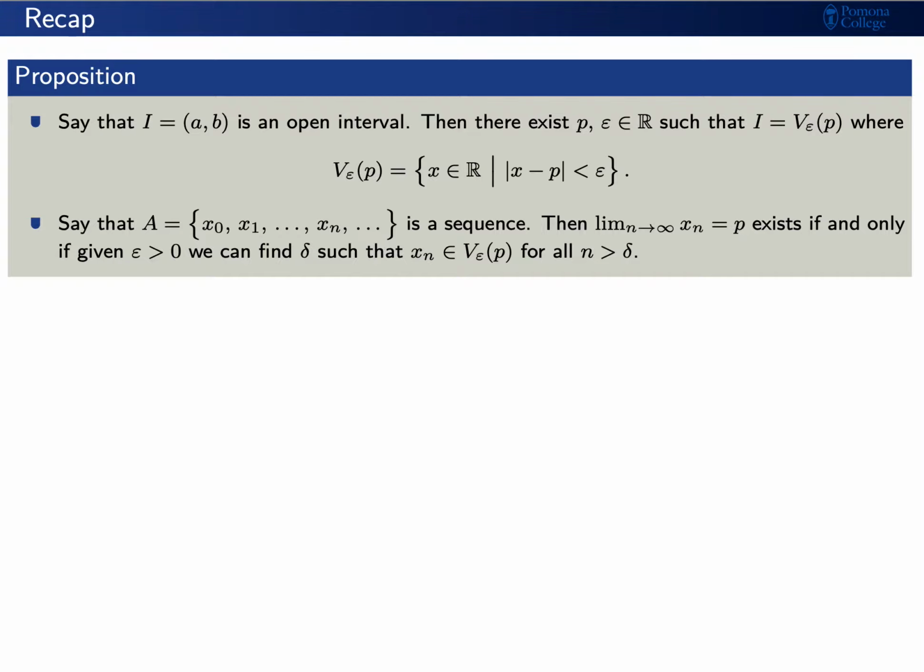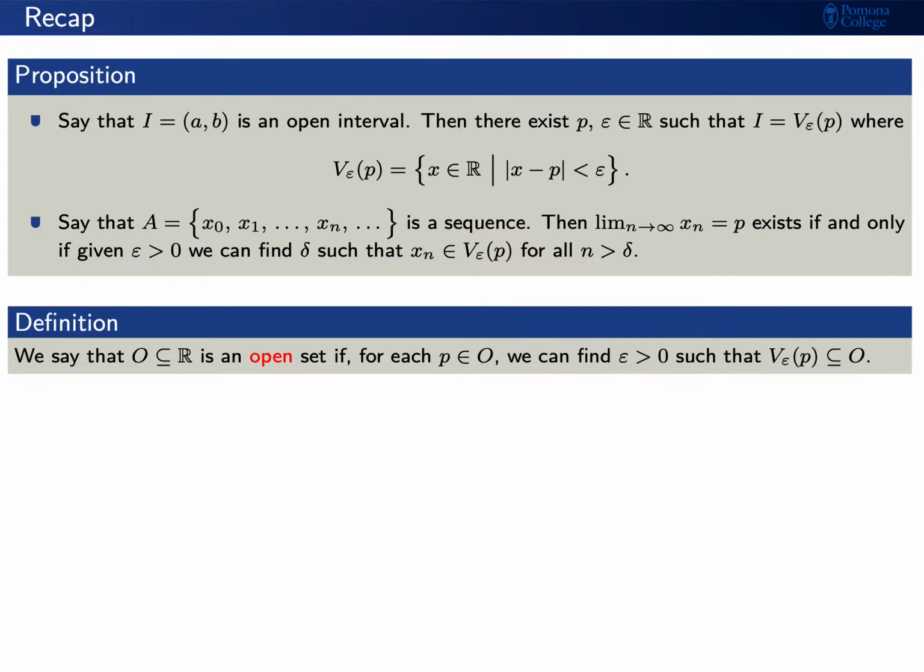Then the limit, as n increases without bound, of x sub n equals a real number p if and only if, given a positive epsilon, we can find a delta such that x sub n is an element of V sub epsilon of p for all n greater than delta. We'll say that a subset O is open if for each point P in O, we can find a positive epsilon such that V sub epsilon of P is contained in O.